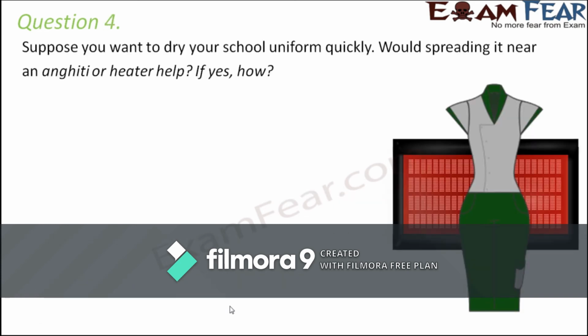Question number 4. Suppose you want to dry your school uniform quickly. Would spreading it near an angeeti or heater help? If yes, how? So your school uniform is wet. That means it has water. So if you keep it in front of a heater, it will heat the water. So the liquid water will get converted into water vapor. So therefore it will dry up quickly because the heater would increase the rate of evaporation.